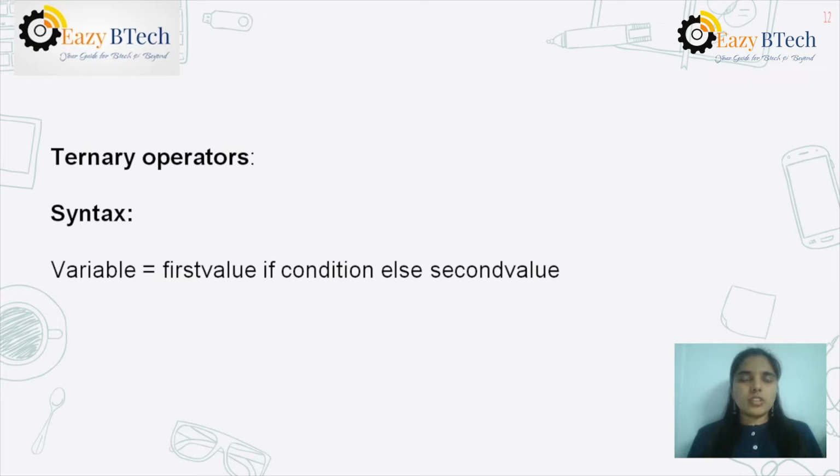There is no increment or decrement operator in Python, but C++ and Java contain increment and decrement operators, which we can also call unary operators.